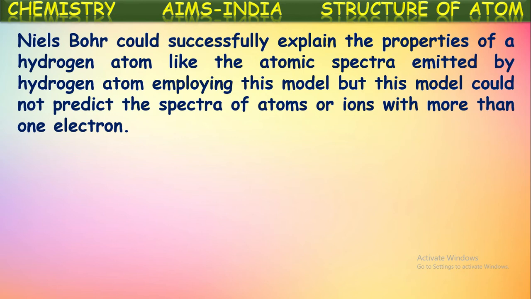So Niels Bohr could successfully explain the properties of the hydrogen atom, like the atomic spectra emitted by the hydrogen atom, employing this model. He explained the atomic spectra of atoms like hydrogen and hydrogen-like atoms, which contain only one electron. But this model could not predict the spectra of atoms or ions with more than one electron. So we can say this is the major limitation or drawback of Bohr's atomic model.